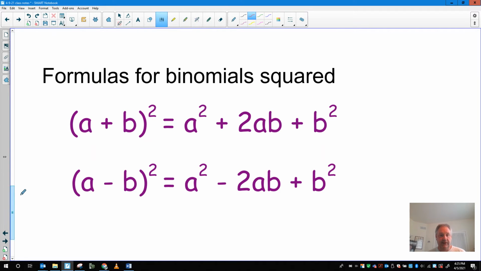So I'll give you a minute to write these down. Again, if I go too quick, you can just pause the video. So this is what we just said. On the first one, you wind up with two of the same thing in the middle. And you get two of the same thing in the middle.